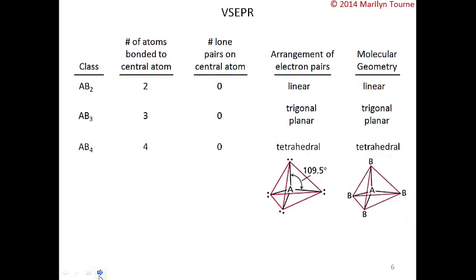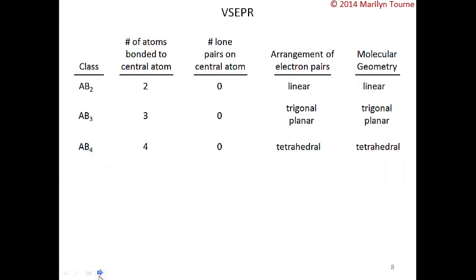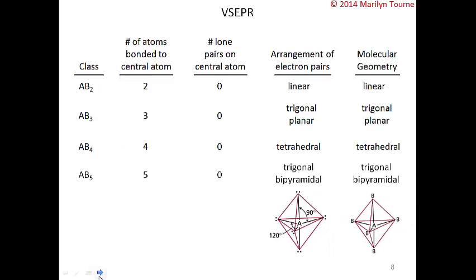The next one would be, okay, so now instead of having 3 bonded atoms to the central atom, let's try 4. Well, this would be like methane, CH4, right? So this would give a tetrahedral geometry. So something like that would be like methane, CH4, and that's what it would look like. And this goes on and on with obviously bigger numbers of atoms bonded to the central atom.